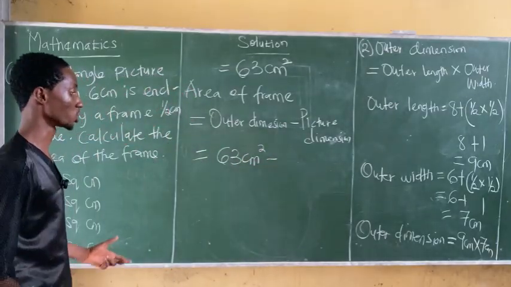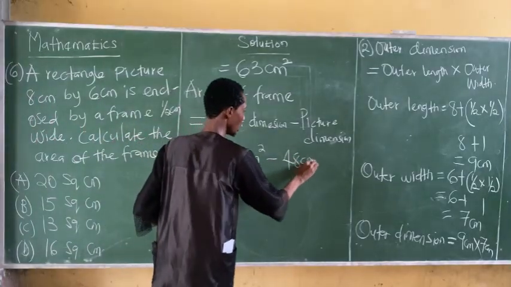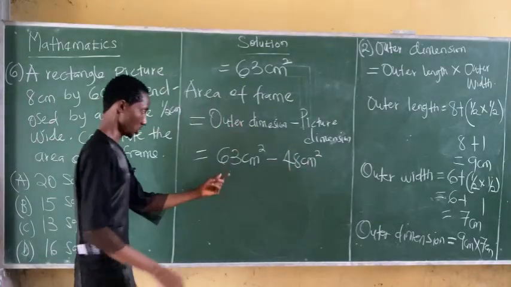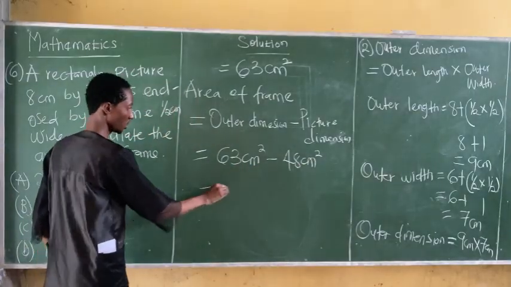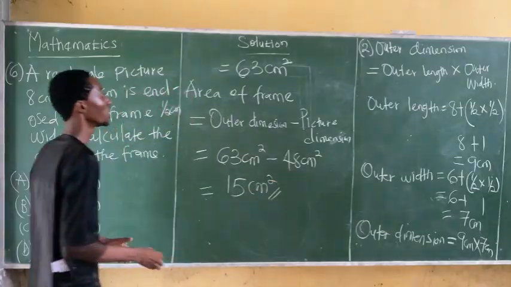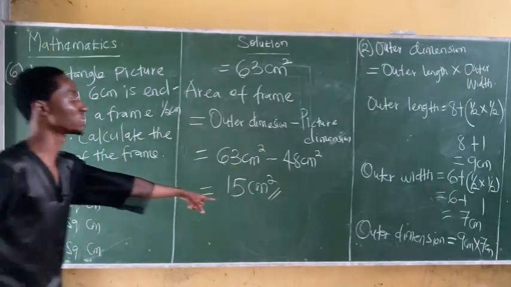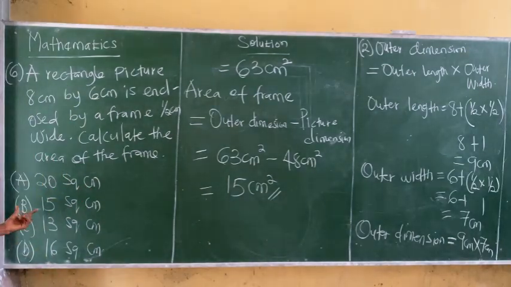The picture dimension is 48 cm squared, right? 48 cm squared. 63 minus 48 will give us 15 cm squared. Therefore, the area of the frame is 15 cm squared. If we come to the options here, the correct option is option B, 15 cm squared.